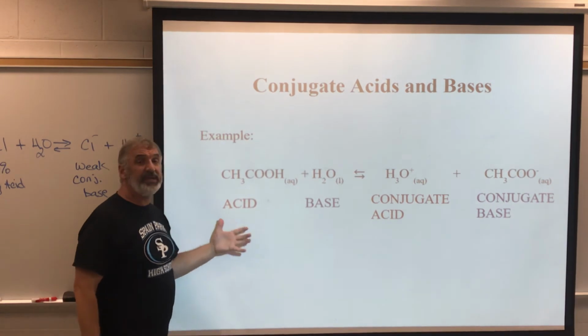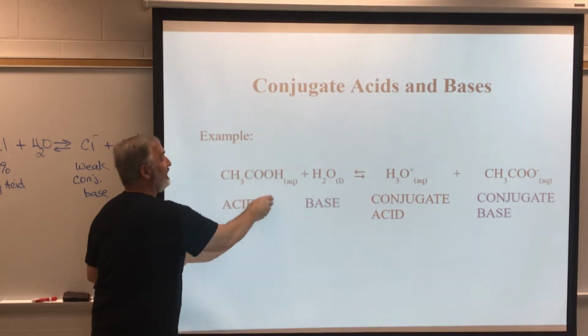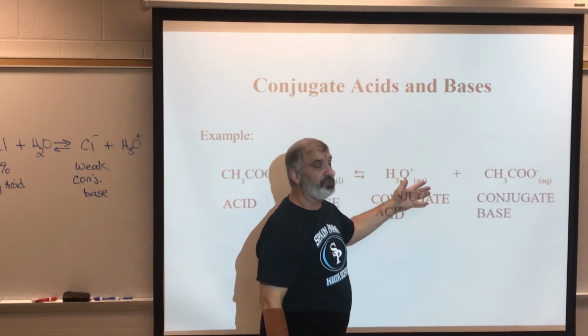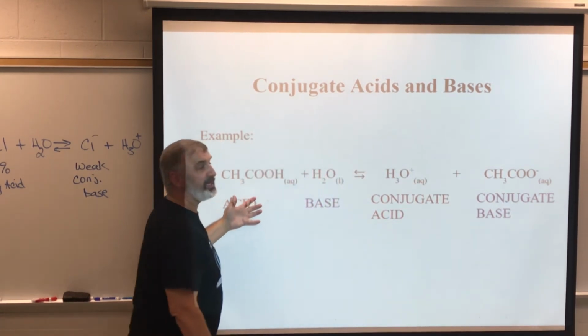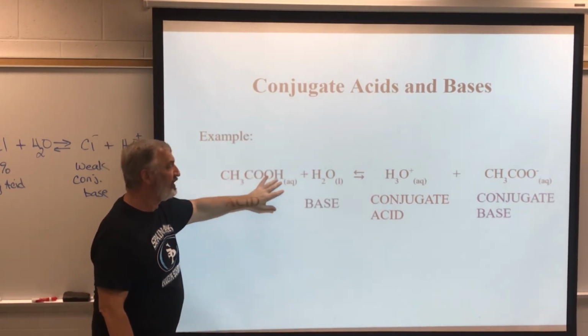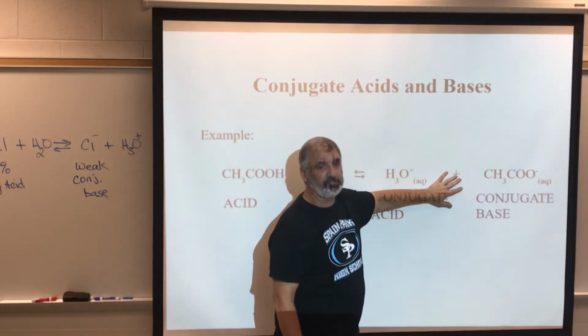Now, because it's a weak acid, we know that the majority is going to be here. So we only have a few go over here, and then once you get too many, they all start combining and coming back here because this is the much more favored. Weak acids want to be in this form. Strong acids want to be in this form.